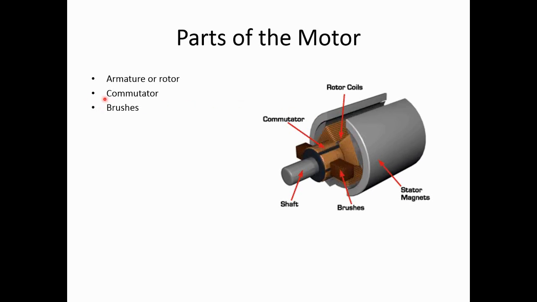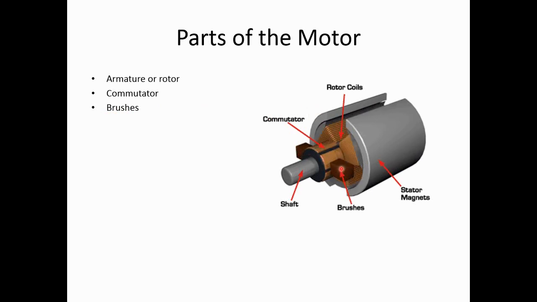And then the second component is what we call commutator. So the commutator is basically this segment on the shaft that is connected to the armature or to the rotor coils. So what's the function of this commutator? In order to explain the function of this commutator, I need to introduce the other component, which is brushes. So brushes is a component that is over here that we can see here on both sides.